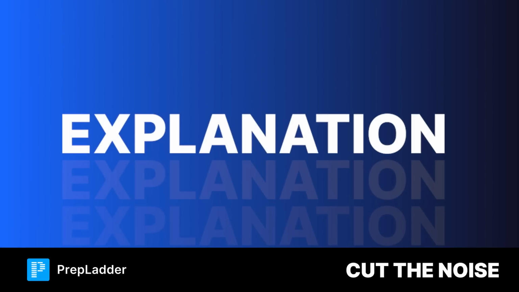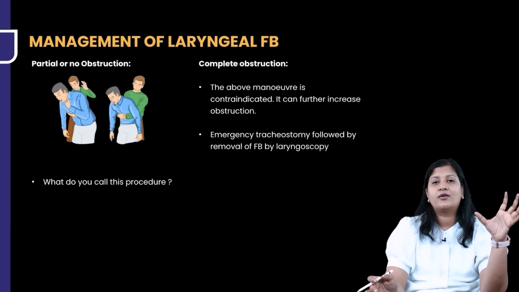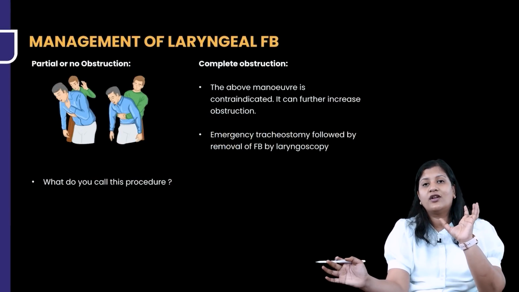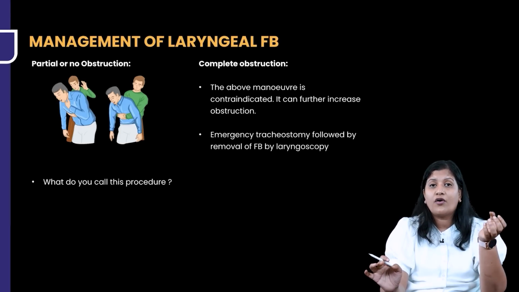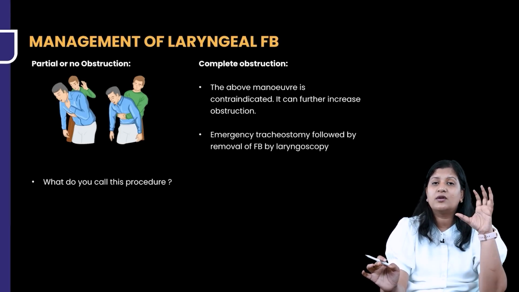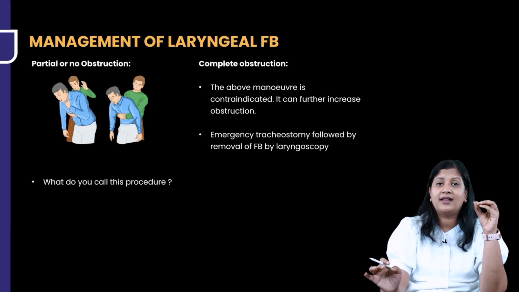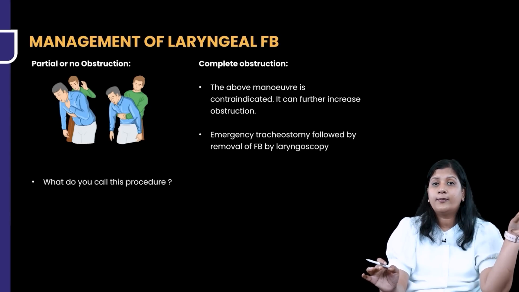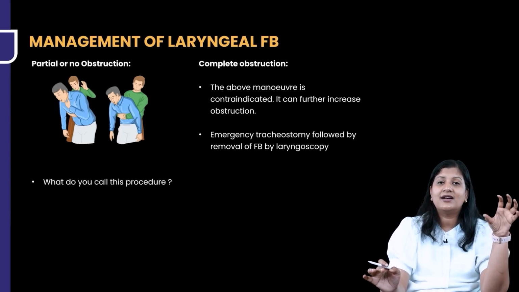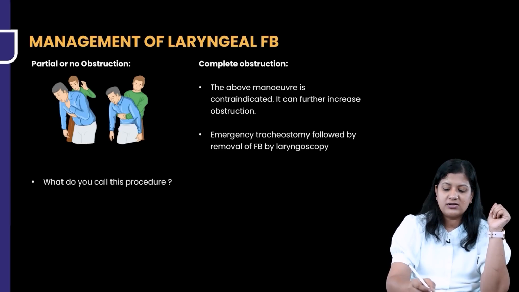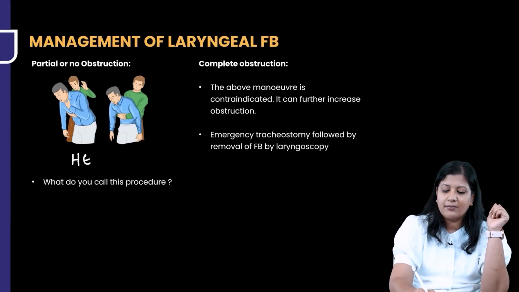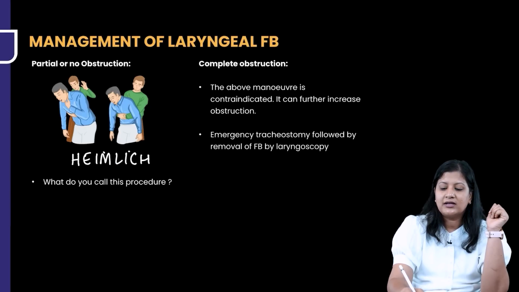Here's the explanation. If there is a patient who is choking on a dinner table, was eating and suddenly started to cough, and you think the patient has a foreign body in the airway, he has not yet turned blue, there is no respiratory distress, and it is causing a partial obstruction, what will you do? You will do this maneuver, which is called Heimlich's maneuver.